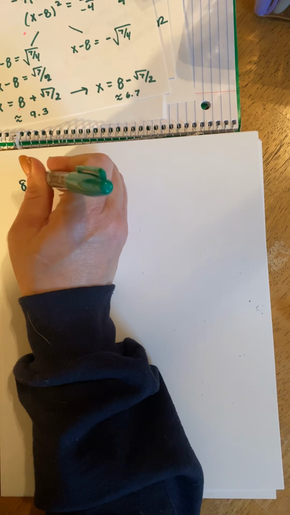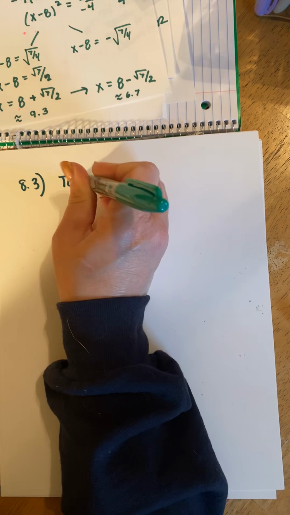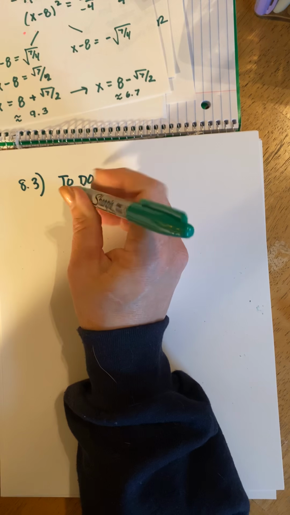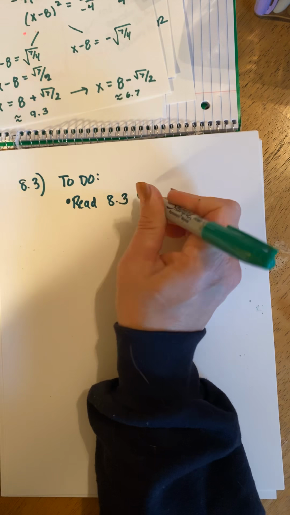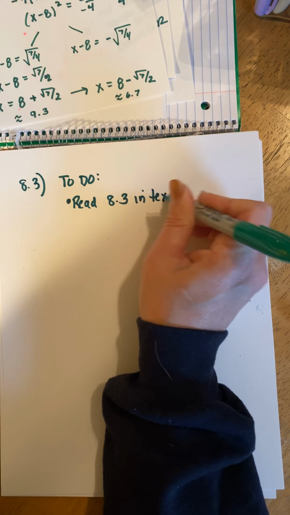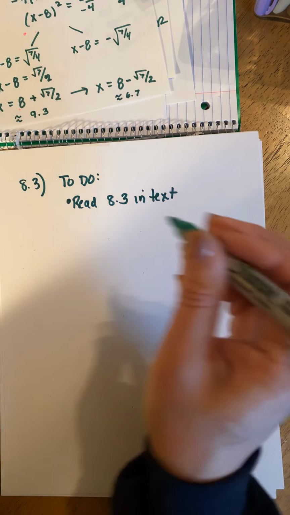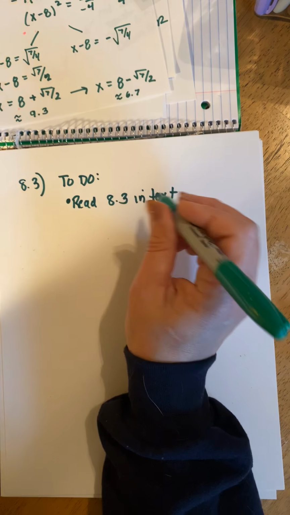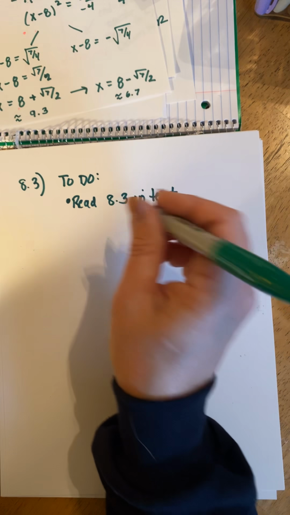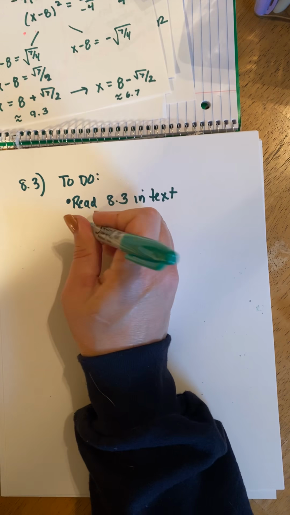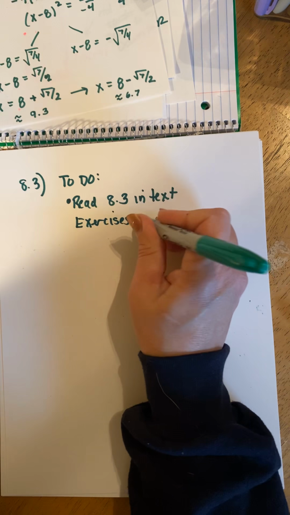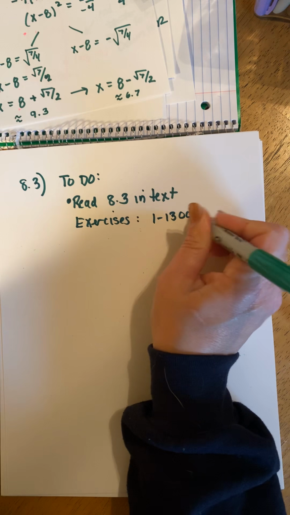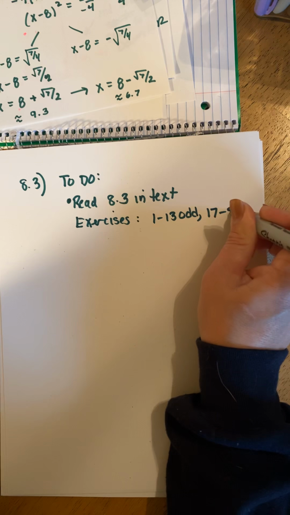So your to-do, 8.3. I will post this on Blackboard. Read 8.3 in the text. Now your text only covers quadratic functions in standard form, which I'm not happy about, but I will get the rest of this material in vertex form for you. Exercises in your book. Remember, the more you do, the better you're going to get at this. 1 to 13 odd and 17 to 55 odd.